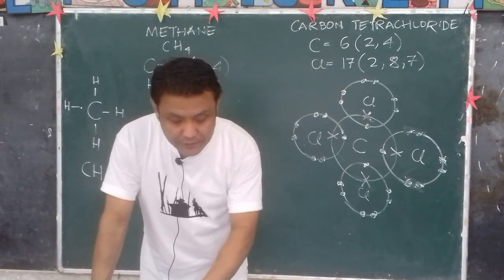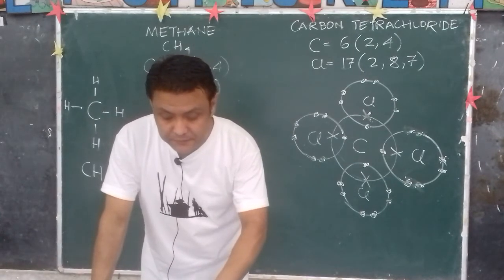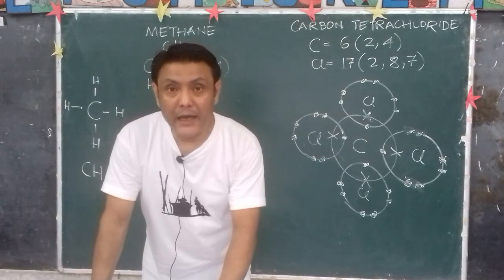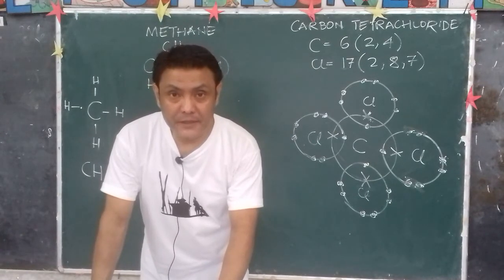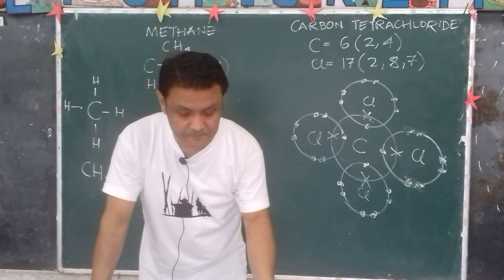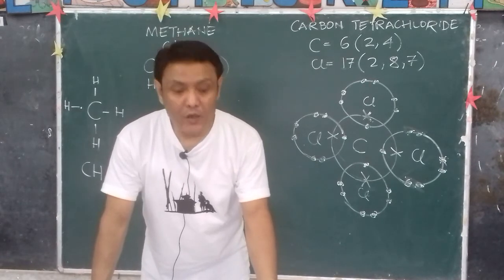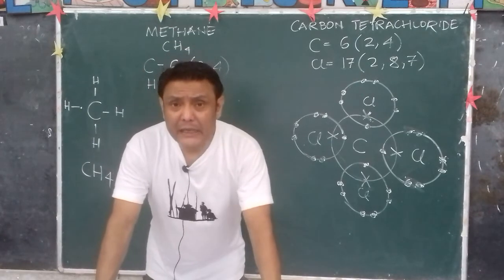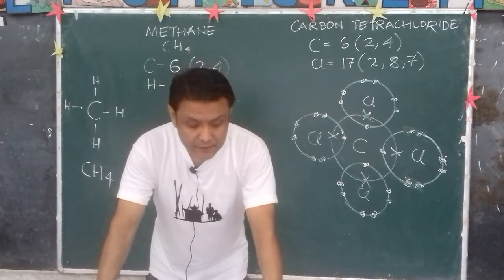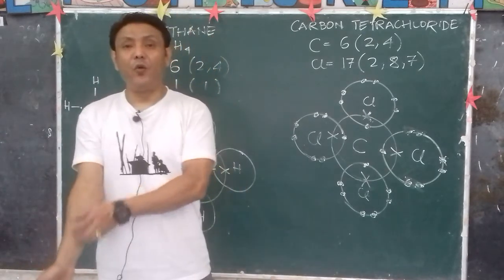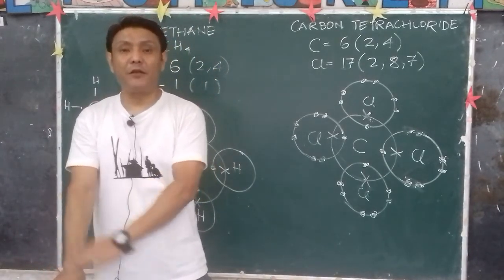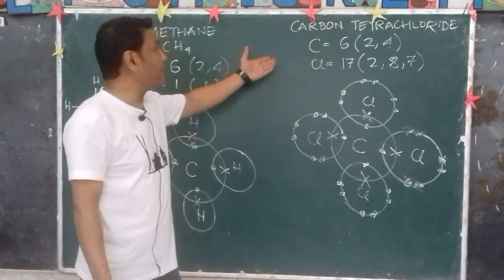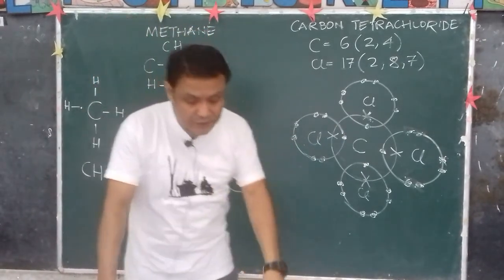Now, we will talk about the formation of ammonia, water and hydrogen chloride gas or hydrochloric acid. Now, water, ammonia and HCl are polar covalent compounds. So you must be wondering what a polar covalent compound is and what a non-polar covalent compound is. First, I'll tell you about the non-polar covalent compounds like carbon tetrachloride, methane and so on.